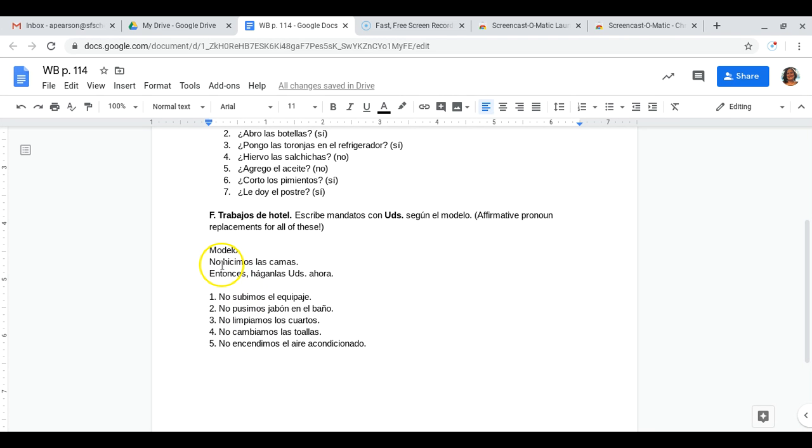So here's your model. No hicimos las camas. We didn't make the beds. You're the director of the hotel, and you're going to say, well, make them now. All right, now, hicimos comes from what verb? Hacer. Remember, we have to go back to the yo form of the present tense, and the yo form of the present tense for hacer is hago. So we're going to drop the O and give the command form, which would be hagan.